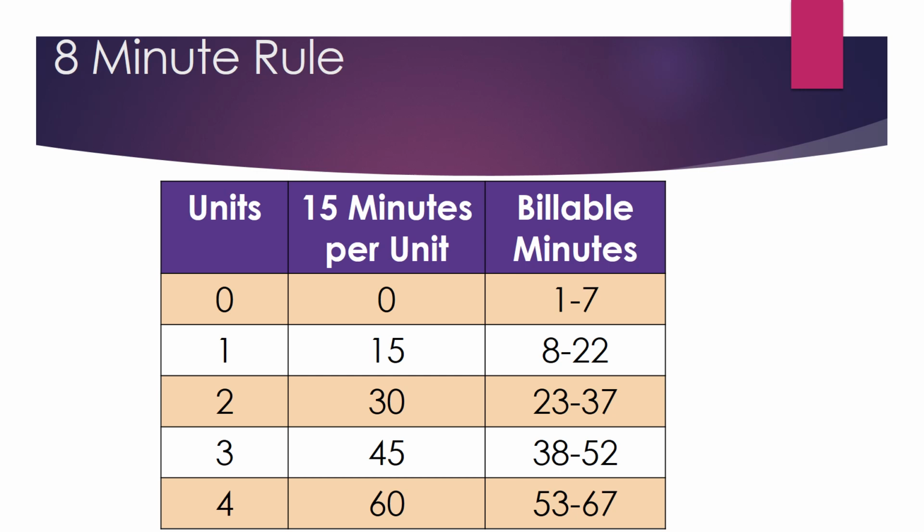Put another way, here are the ranges of billable minutes for each unit. To bill 1 unit, you only need 8 minutes, but to bill 2 units, you need 23, or 15 minutes plus an additional 8 minutes. This method ensures you cannot bill for more than 60 minutes of timed services per hour.